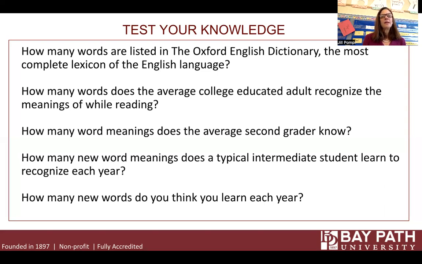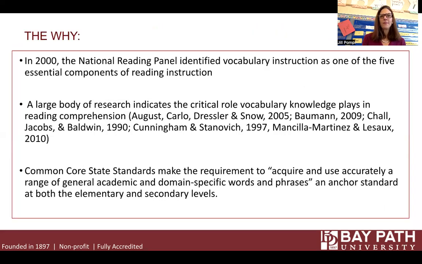Think about your typical intermediate student. How many new word meanings do you think that student learns to recognize each year? Well, a student will typically learn between 3,000 and 4,000 new words each year. And in an upcoming slide, you're going to learn that as teachers, we can directly and explicitly teach around 400 words. So how do you think those students are going to learn additional word meanings? Through wide reading, of course. How many new words do you think you learn each year? Well, there's really no answer to that question because it all depends on the amount of reading that you're doing and, of course, the type of reading.